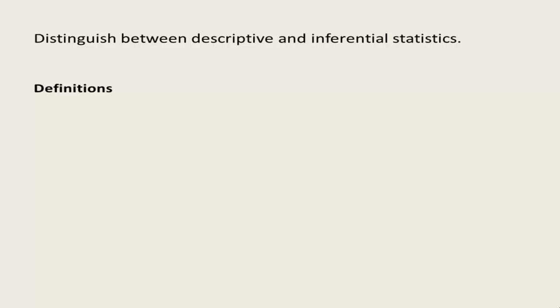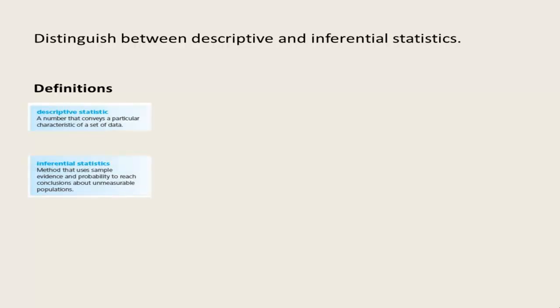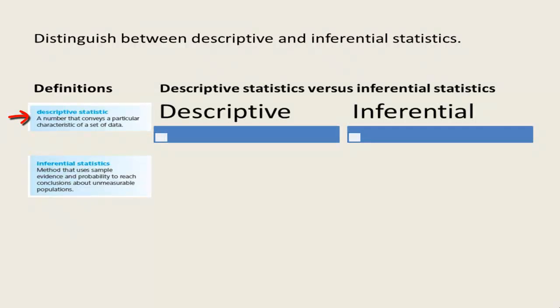Statistics can be split into two basic categories, descriptive statistics and inferential statistics. Descriptive statistics consist of numbers which describe data. For example, the measures of central tendency, that is the mean, median, and mode of a data set are classified as descriptive statistics because they specifically describe one set of data.